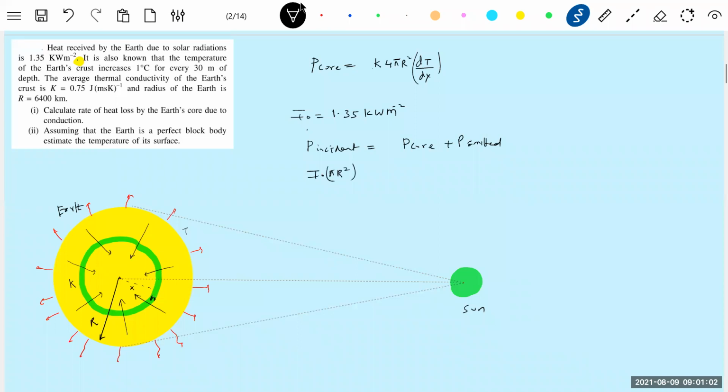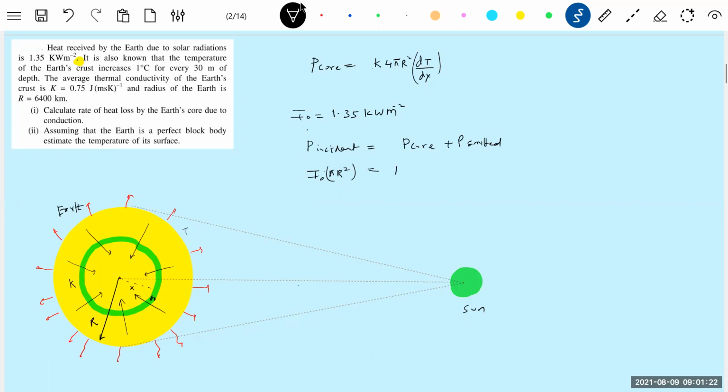will be pi r square. Or shall I write 2 pi r square? No. You have to write effective area as pi r square only. Effective area as seen by the sun's radiation. Effective surface of the earth as seen by the sun's radiation. Not 2 pi r square, because the distance will be very large.